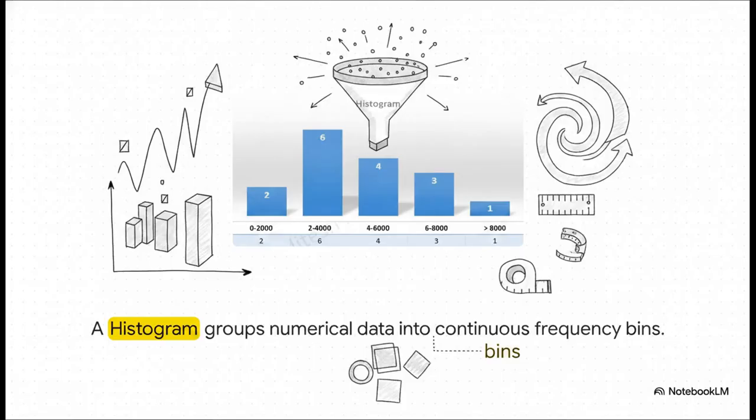Let's move along and see how this builds visually, starting with the histogram. This chart is brilliant for continuous data. What it does is take a wide range of numerical values and groups them into sequential buckets or bins. Think like values from 0 to 2000, then 2000 to 4000. The height of the bar shows you the frequency of data points falling into that specific range. It gives you this amazing instant feel for the underlying distribution of your whole data set.